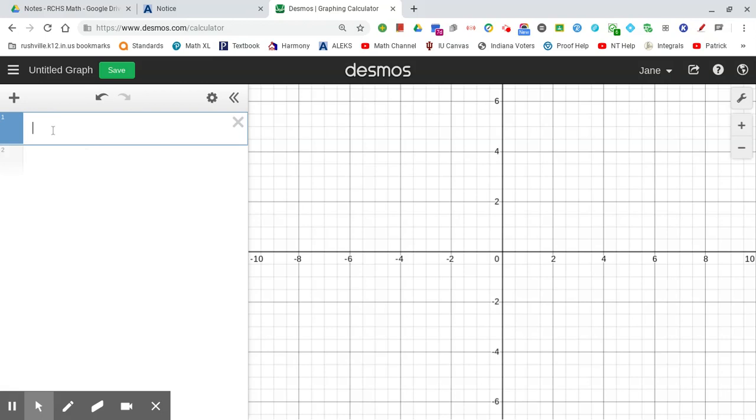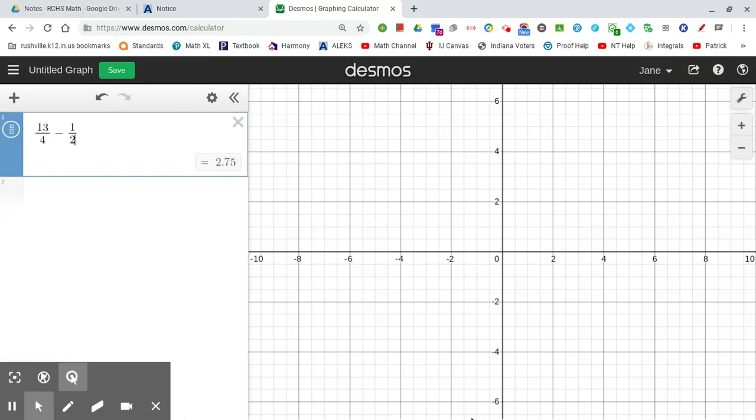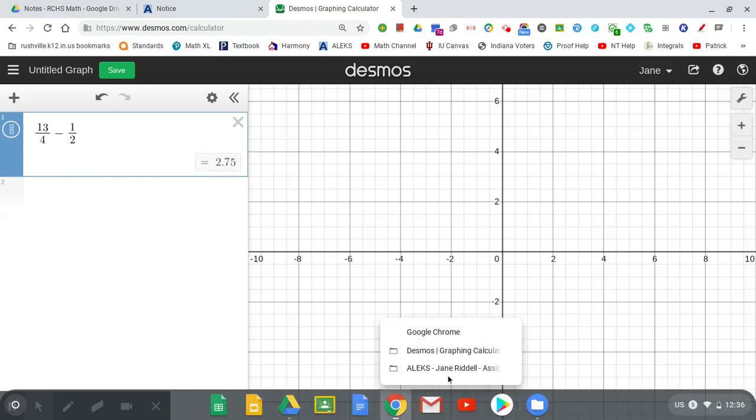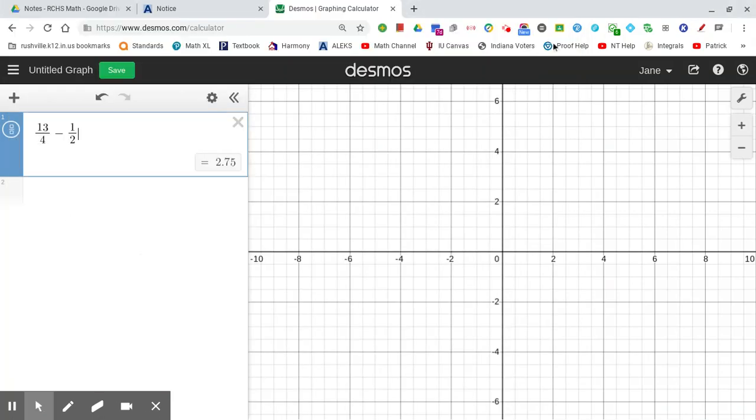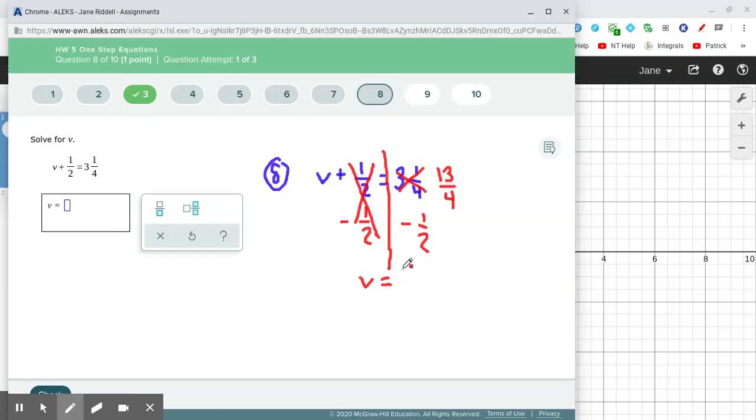Feel free to do this off to the side or go and grab a calculator. So here I am in my calculator, and I want to type in 13/4, and then I was subtracting. When I type in subtract, make sure I'm subtracting the entire fraction. So I'm subtracting 1/2. So 13 over 4 minus 1/2 is the decimal 2.75, which I could type in that way if Alex would have let me. However, it's going to want a fraction instead, so I need to convert this to a fraction, which is going to give me 11 over 4. So v equals 11 over 4.